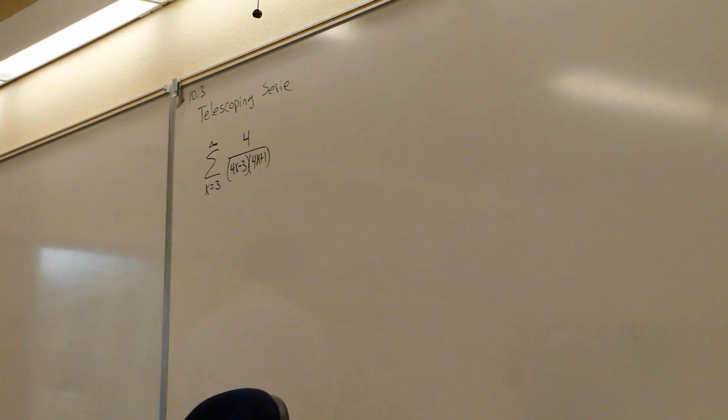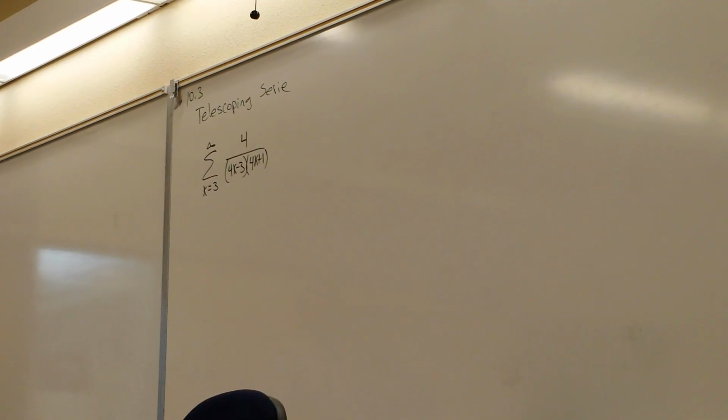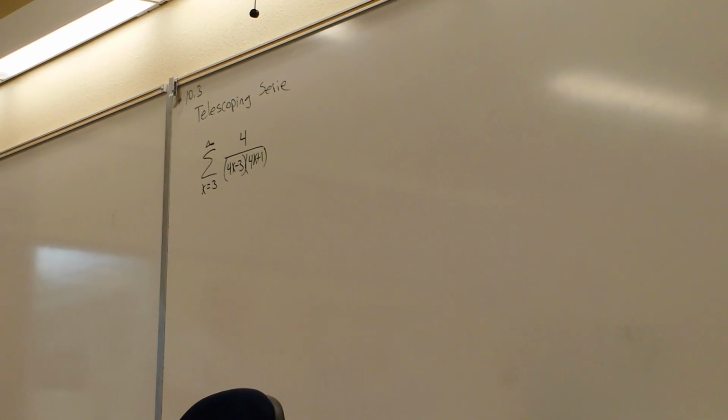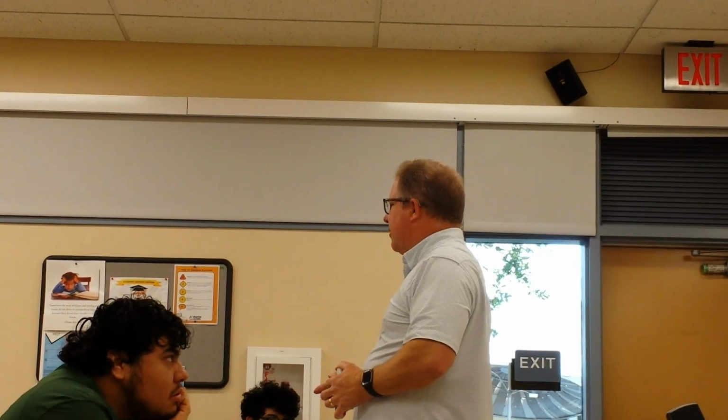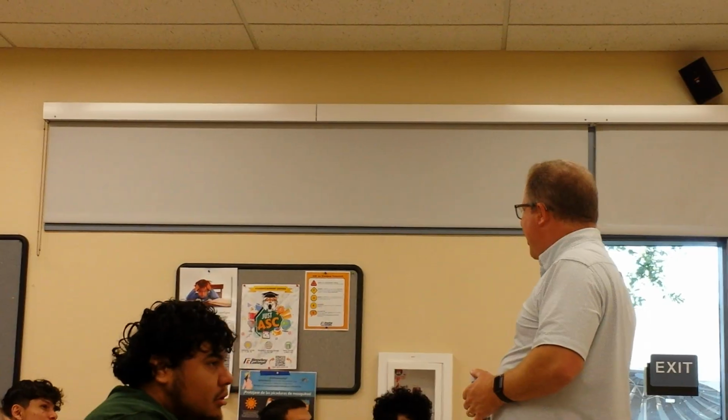Do we split them apart? We do 4 over 4k minus 3 and then 4 divided by 4k plus 1. How'd that work? Do we split them apart? Yes, we split them apart, but not the way you said. Does that make sense? What process do we know that would split that apart? I did it last Sunday. Partial fractions, yes. We have to do partial fraction decomposition to split them apart.